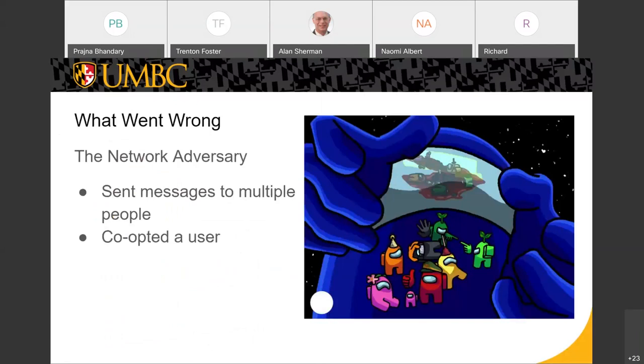So what went wrong? First, like the previous round, the network adversary can send messages to multiple people. And the main thing that happened is the network adversary can also co-opt a user. Not all users are trustworthy. The network adversary had co-opted Charlie, and Charlie had torn everything apart just because he was not working in good faith. Next slide.